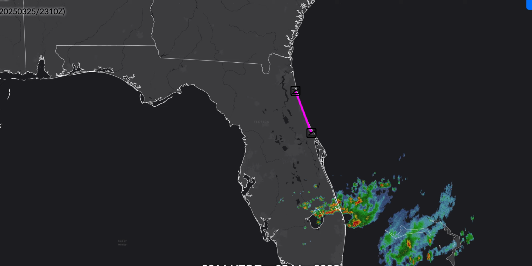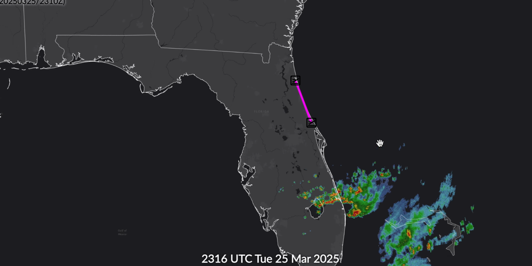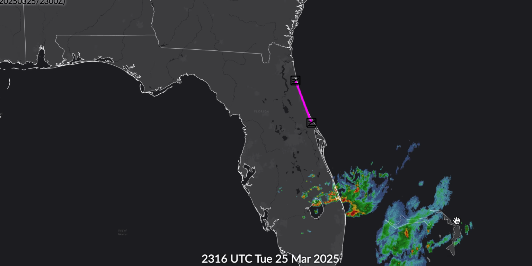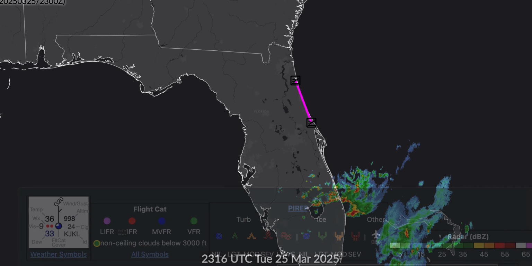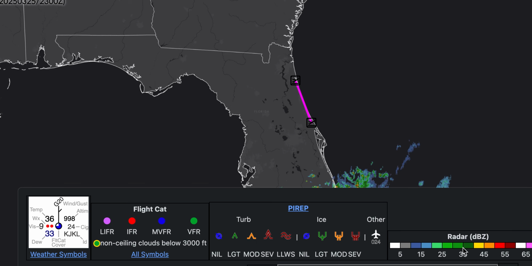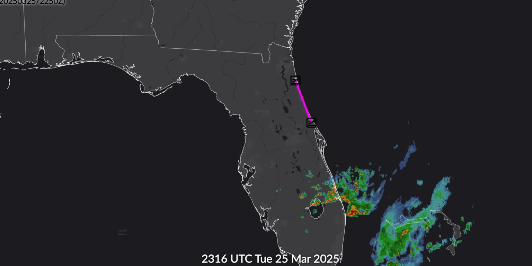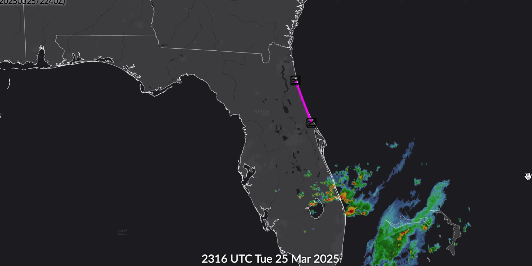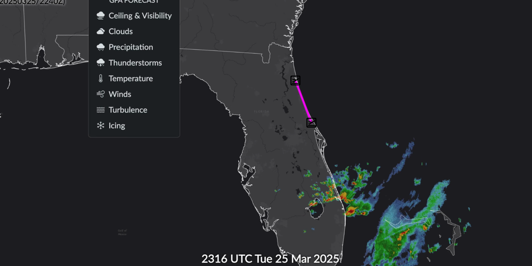So I'll just start by using radar here. We have a general consensus that there's a storm south of us, right? Now we can look at our radar here, so that could be of concern. I'm not going to rule out flying or not flying based off of this weather pattern right here. I'm going to dig a little bit deeper here.